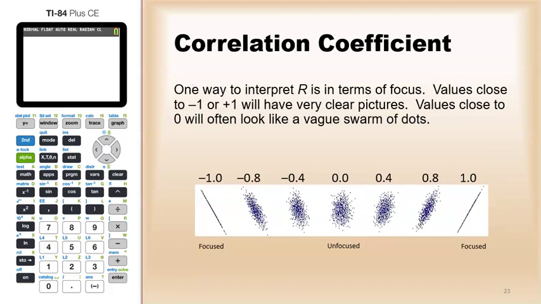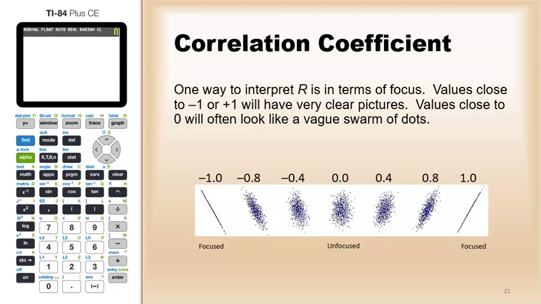So, one way to interpret the correlation coefficient is in terms of focus. Values close to -1 or +1 will have very clear pictures, whereas values close to 0 will often look like a vague swarm of dots. You can see that in the different graphs here. -1 is very focused, very much like a line going downwards. At 0, it's all over the place, with no clear pattern. And then it starts increasing again, and you get to +1.